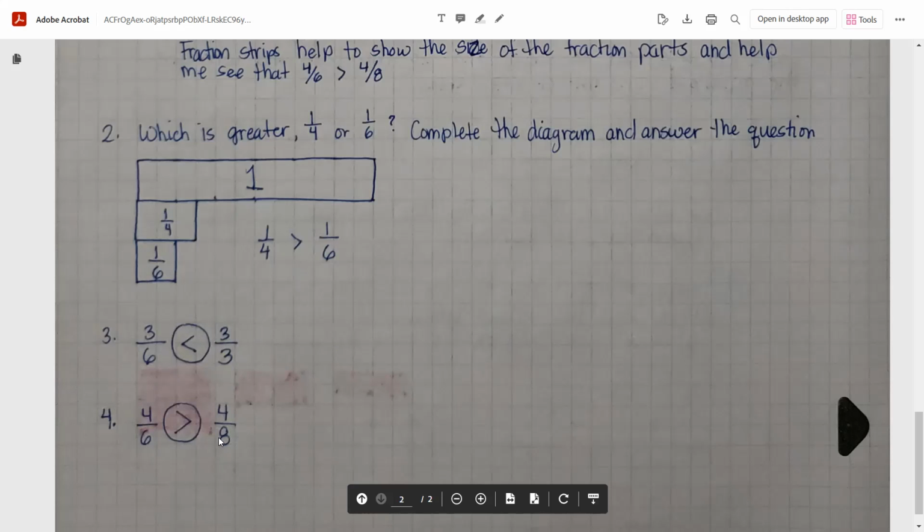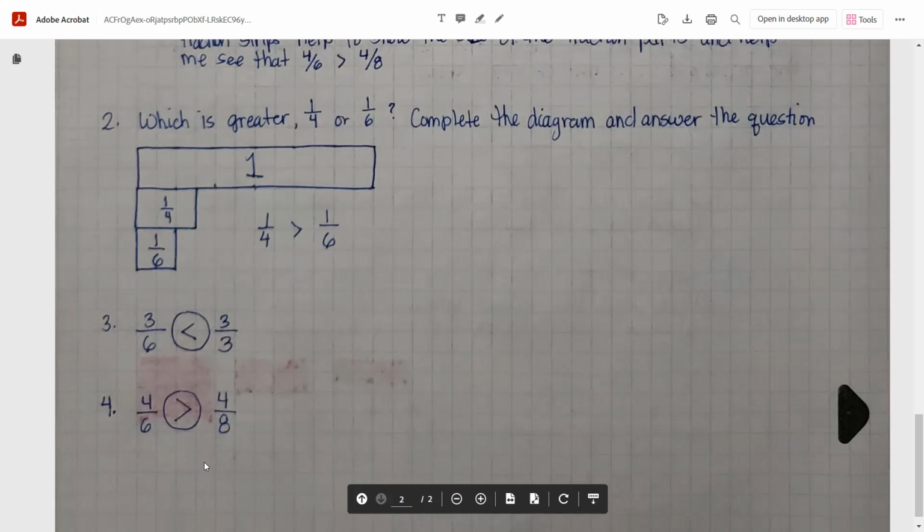Again, here we have 4/6 and 4/8, and we talked about this higher up. We know that 4/6 is greater than 4/8 because the smaller my denominator, the bigger those pieces are. So if I have the same number of pieces, my 1/6 size pieces are going to be larger than my 1/8 size pieces.